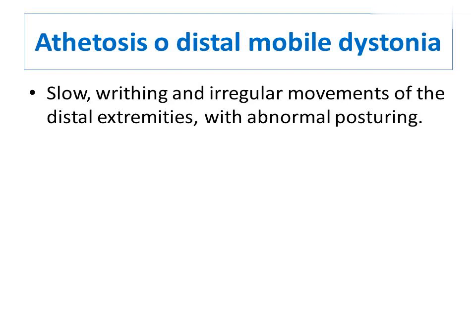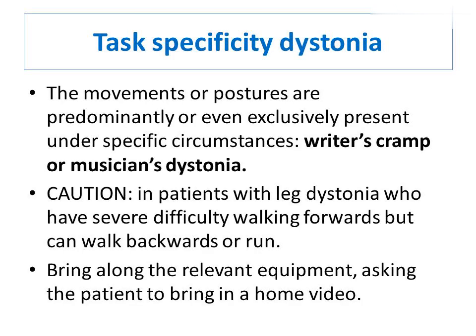Sensory trick: gently touching the cheek to correct torticollis, or chewing gum to reduce oromandibular dystonia. Athetosis, or distal mobile dystonia: slow, writhing and irregular movements of the distal extremities, with abnormal posturing. Task-specific dystonia: the movements or postures are predominantly or even exclusively present under specific circumstances, such as writer's cramp or musician's dystonia. Caution: in patients with leg dystonia who have severe difficulty walking forwards but can walk backwards or run.